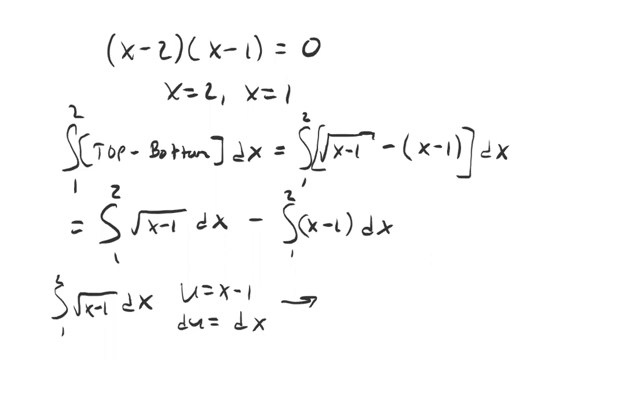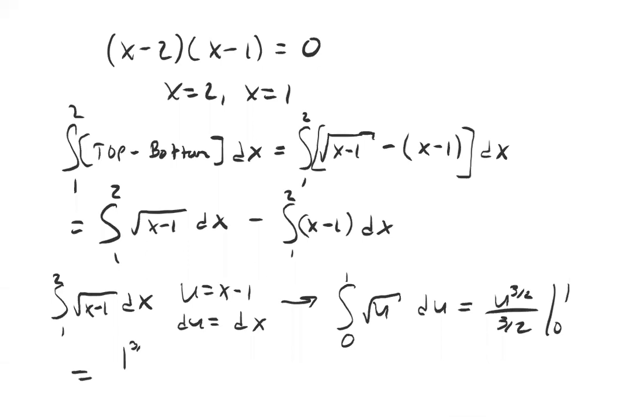So when I plug in x equals 1 for u, I'm going to get 0, 1 minus 1. When I plug in 2 for x, I'm going to get 1 for u. So this is now the integral from 0 to 1 of square root of u du. This is u to the 1/2, so it's u to the 3/2 divided by 3/2, evaluated from 0 to 1. I'm breaking this up just to make some of the math easier. So this is 1 to the 3/2 over 3/2 minus 0, which ends up being 2/3.